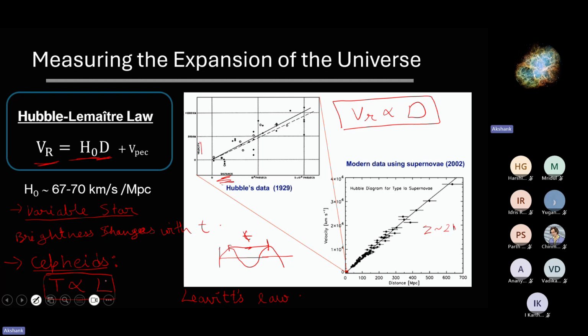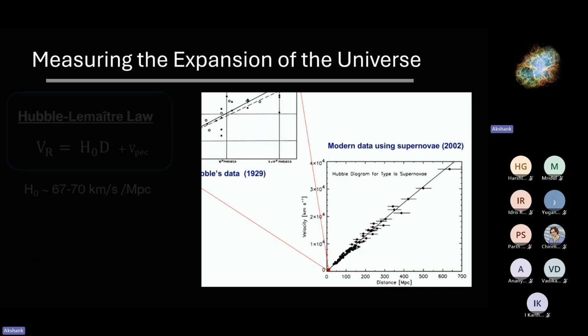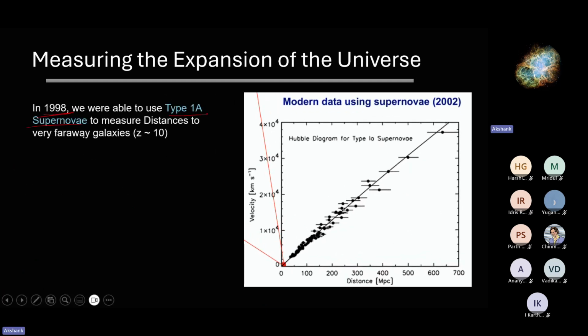And then from the luminosity, you can calculate the distance, because you know how bright it appears to you and how bright it actually is. So that allows you to calculate the distance. Something similar is done for supernovas, supernova type 1A.